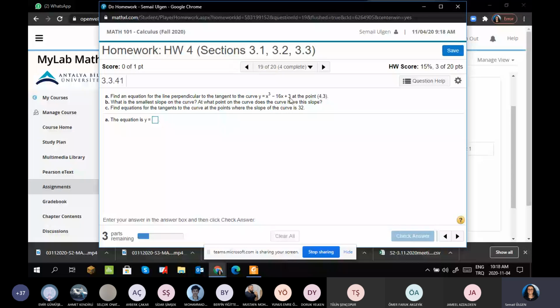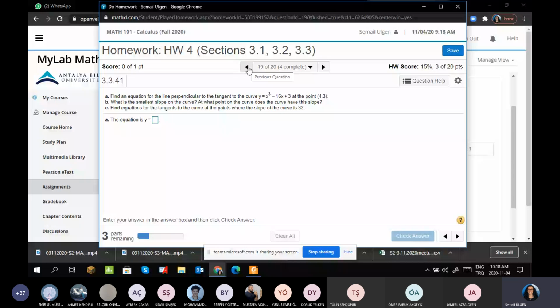What's the smallest slope of the curve? At what point on the curve does the curve have this slope? Find equations of the tangents to the curve at the points where the slope of the curve is 32. Now, when you are doing section 3 questions, you can directly take the derivative, because we will know it by then. So I'm not going to do that for that reason.